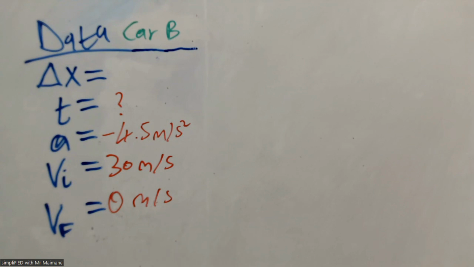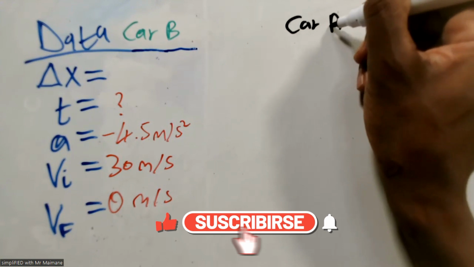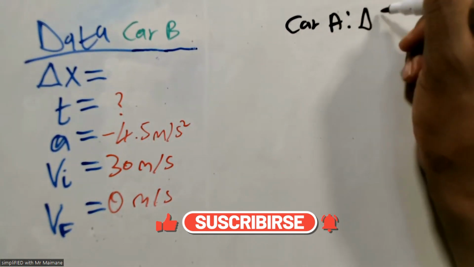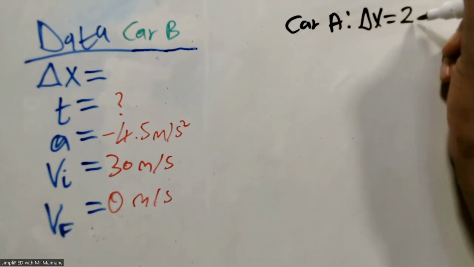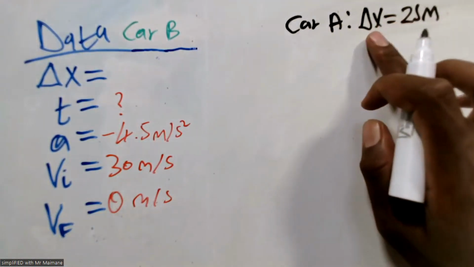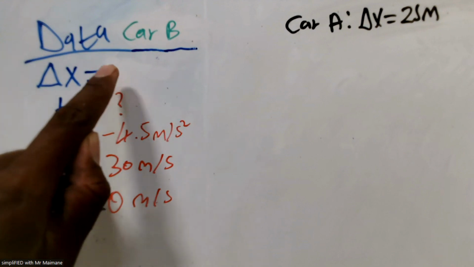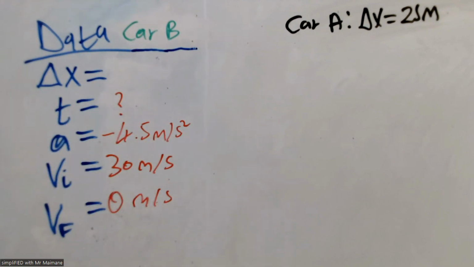Now they want to know between car A and car B, which one had the longest stopping distance. At this point, we know that for car A, the change in X was 25 meters. So now that we know that for car A, the change in X equals 25 meters, we just have to calculate the change in X for car B and compare which one took the longest to stop.